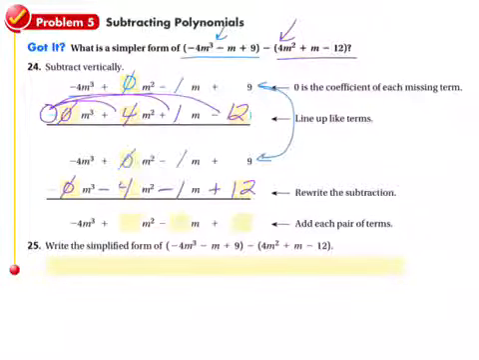Now I can go ahead and combine these. So going down, I have minus 4m cubed minus 0m cubed. You get minus 4m cubed. I have 0m squared minus 4m squared, and I get a negative 4m squared. Minus 1m is minus 2m. 9 plus 12 is 21. So my simplified version is minus 4m cubed minus 4m squared minus 2m plus 21. If you have questions on this, make sure you bring them to class.